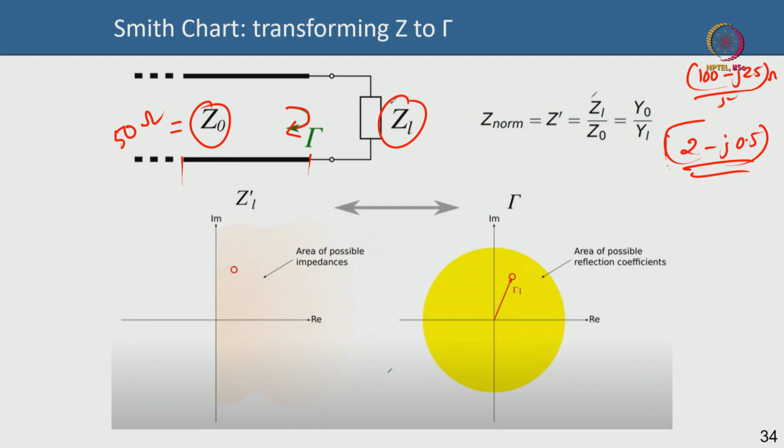I am going to plot this normalized impedance on a polar form. That is all I am going to do.